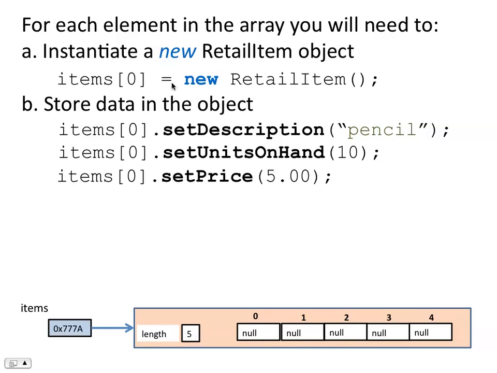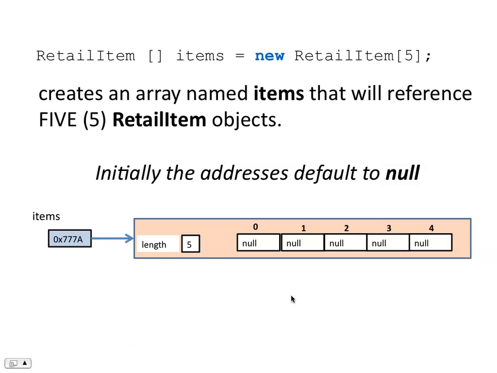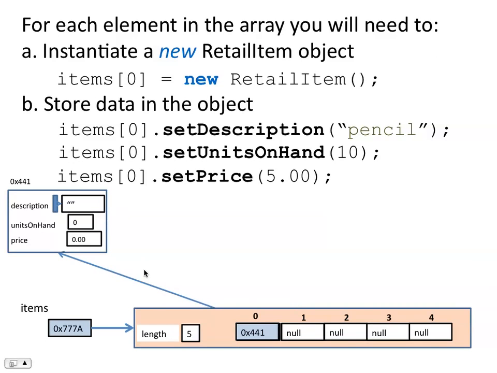items[0] = new RetailItem; creates space for a new retail item, and it calls the default constructor, which initializes the description to an empty string, units on hand to 0, and price to 0. Okay, so that's the first part, instantiating a new object.